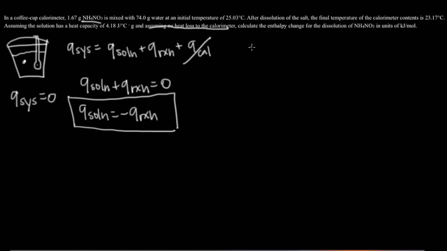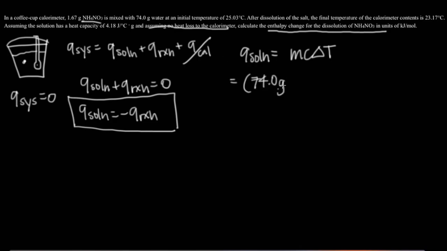So let's get started with this problem. We're trying to find Q reaction, or the enthalpy change for the dissolution of NH4NO3. Since we don't really know that much about the heat of reaction, we can start with our Q solution. And our Q solution, as always, is equal to MCΔT. So in this case, our mass is 74.0 grams from the water, plus the 1.67 grams from the solute.